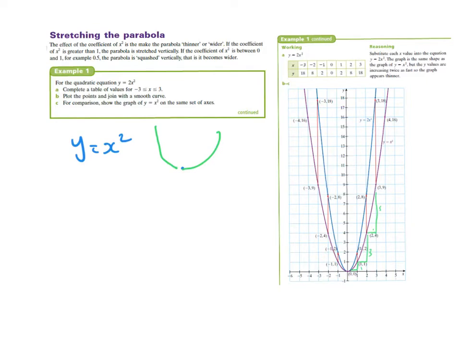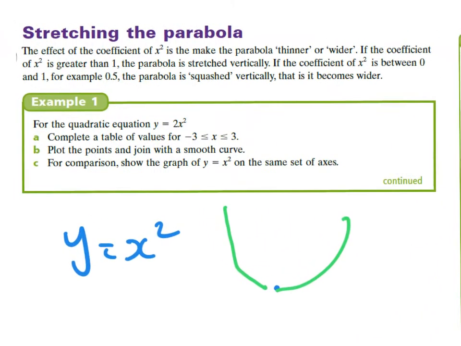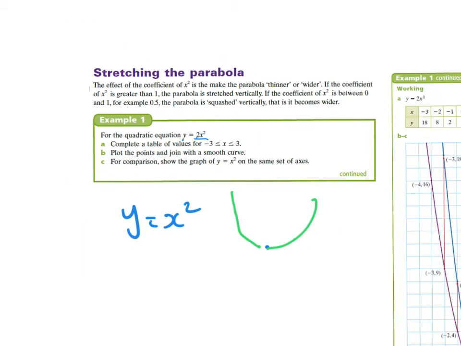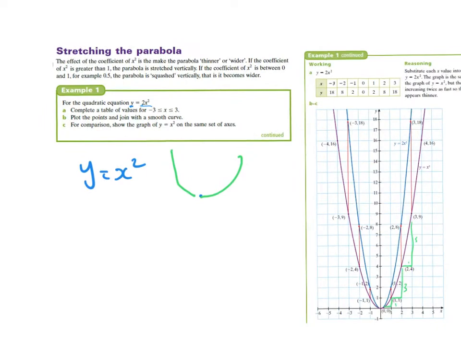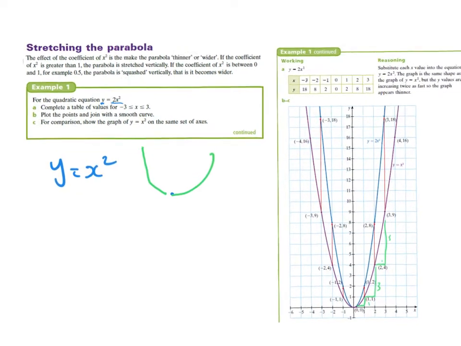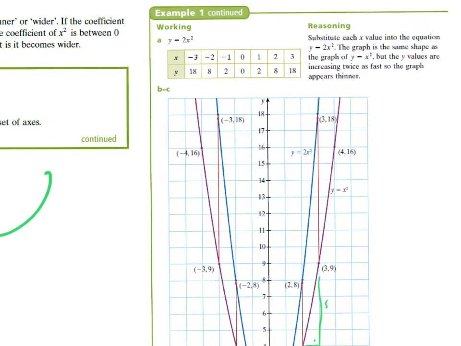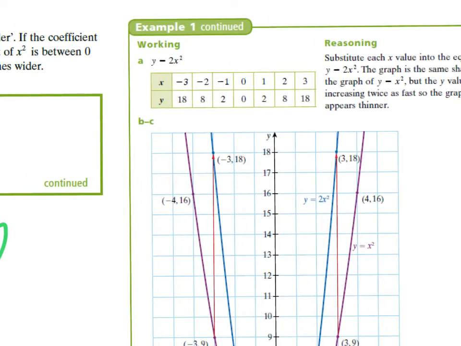Now, as soon as you put a number in front of the x squared, like 2, you are going to get some changes, where the corresponding y is 2 times x squared. So when we look at our table for that particular example, the corresponding y is 9 times 2 is 18, negative 2 all squared is 4, doubled is 8, and so on. So 1 squared is 1, doubled it's 2, 2 squared is 4, double that is 8.